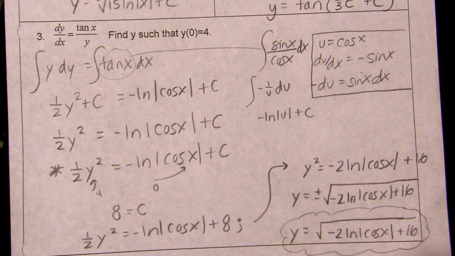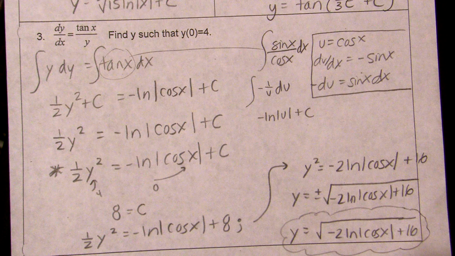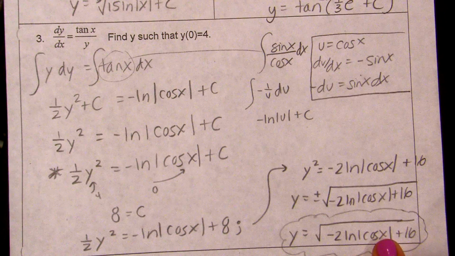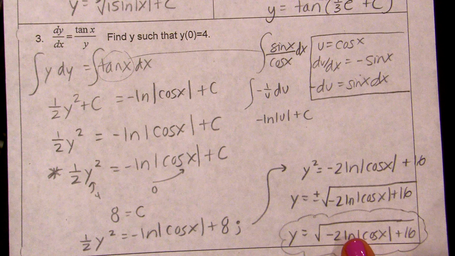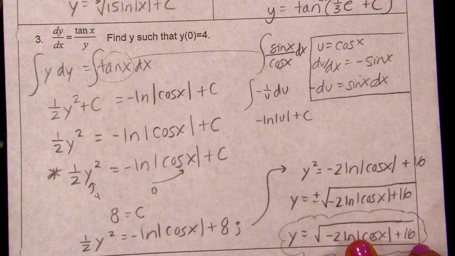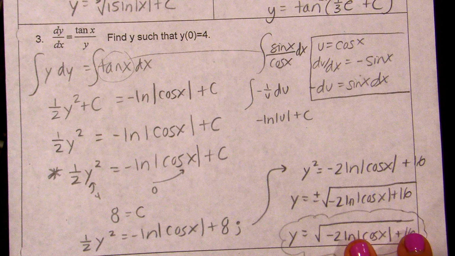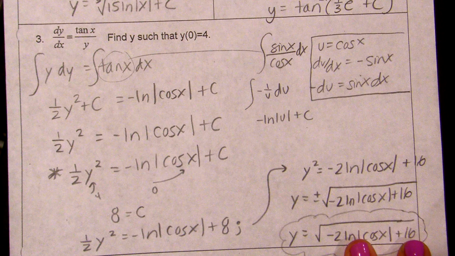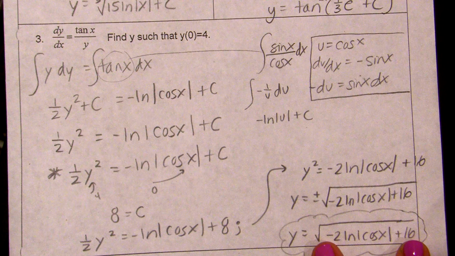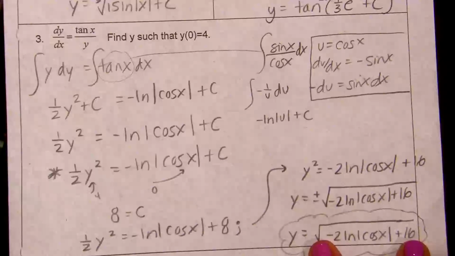So if I plug a 0 in here, cosine of 0 is 1. Ln of 1 is 0. 0 plus 16 is 16, and the square root of 16 is 4. And so I want there to be a positive here so that I get a 4 popping out and not a negative 4.